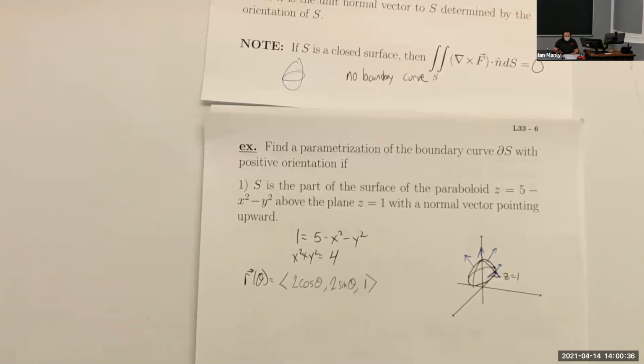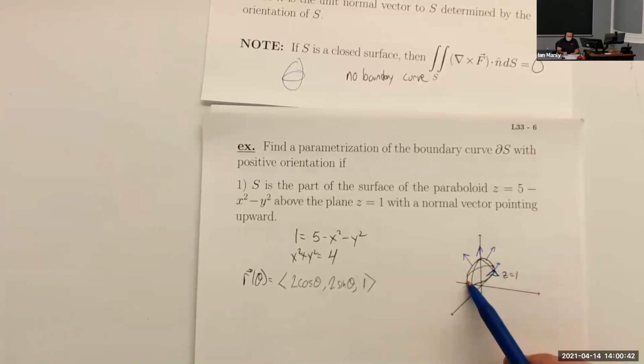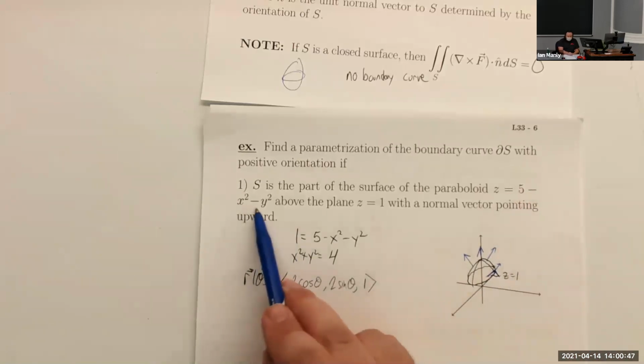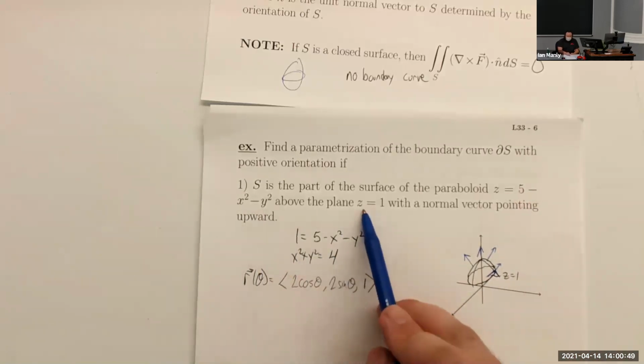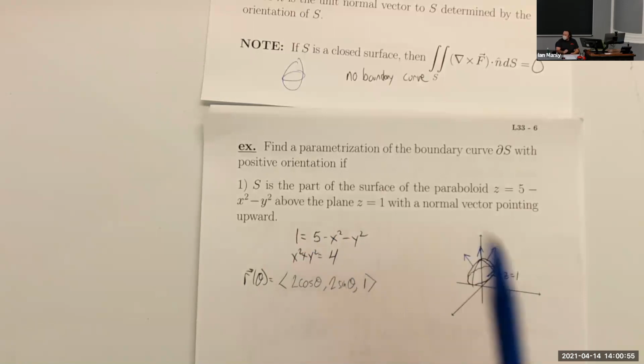All right, well, we know how to parameterize a circle. Oh, by the way, how do we know that this is a circle? Well, this is where the paraboloid hits the plane z equals 1. So the paraboloid is 5 minus x squared minus y squared, and we set that equal to the plane z equals 1. We add this over here and we subtract 1 over here. We end up with the circle centered at the origin, x squared plus y squared is 4.